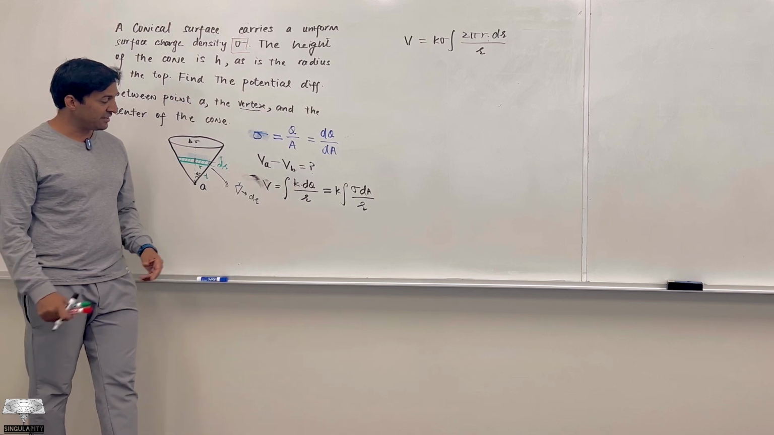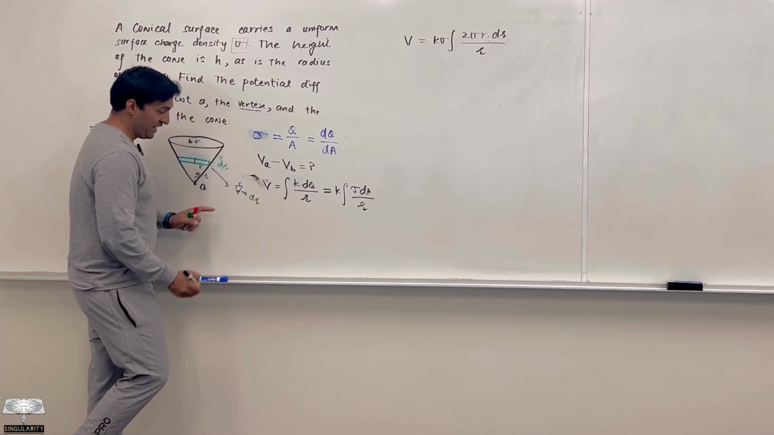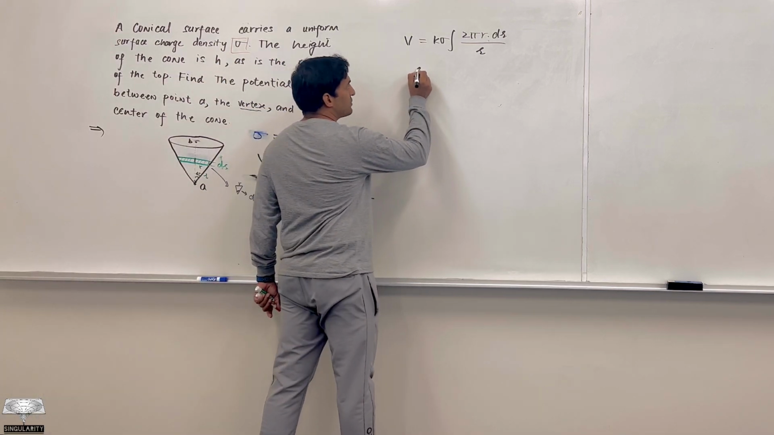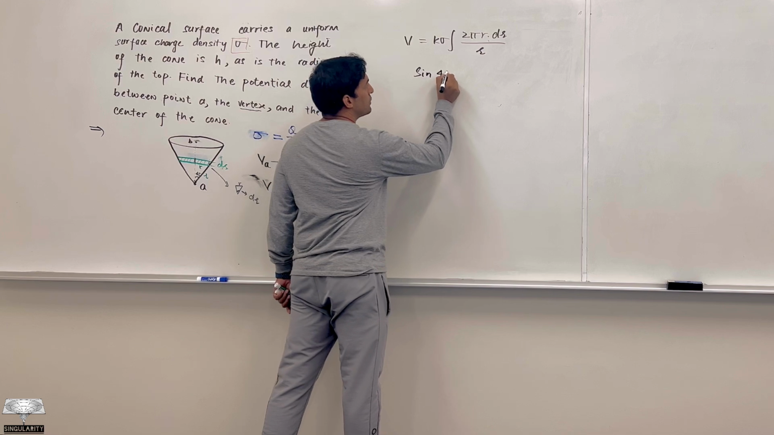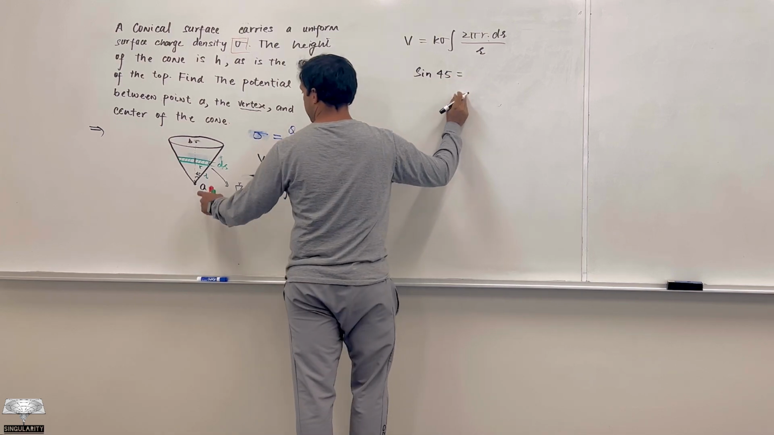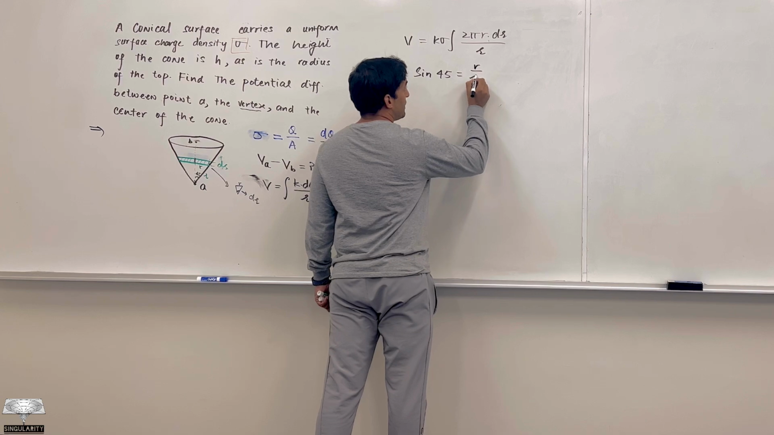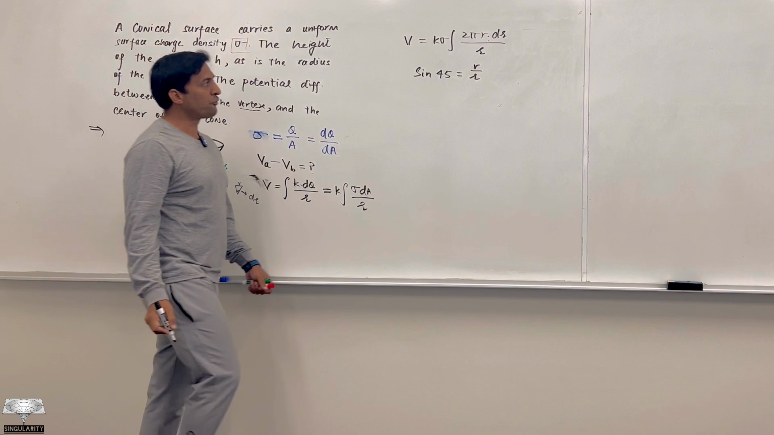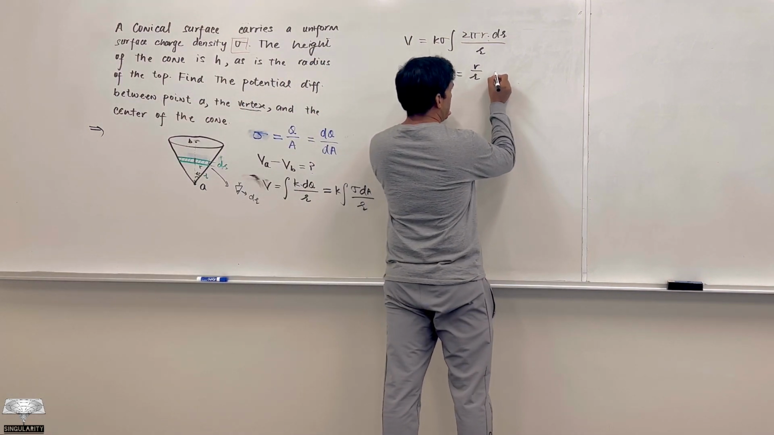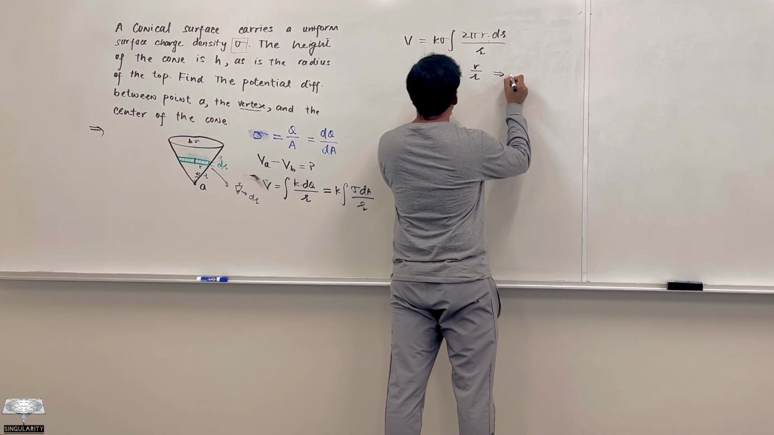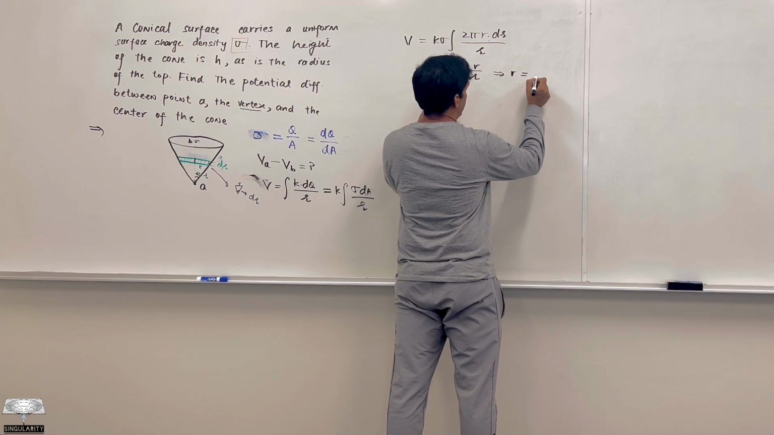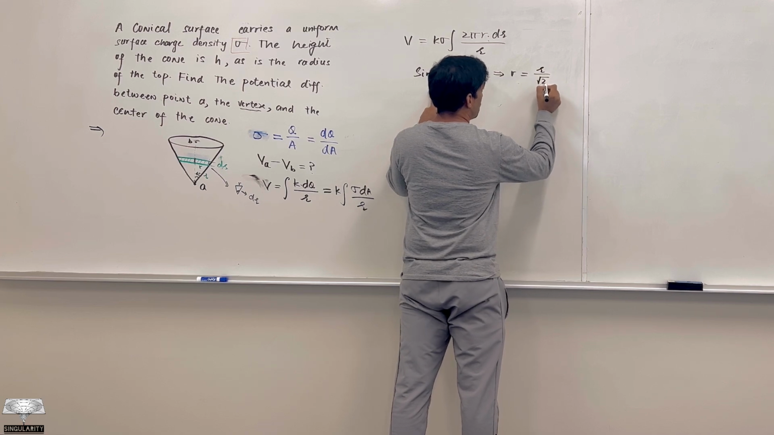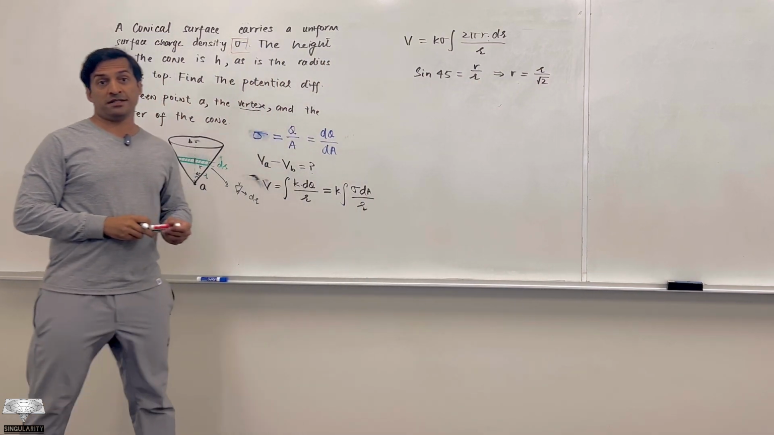If you look at this triangle, this angle is 45 degrees. So from here we have sine 45 degrees equals r divided by curly r. That's just the definition of sine theta in a right angle triangle. And sine 45 is 1 divided by square root 2, and from here we find that this small r equals curly r divided by square root 2.